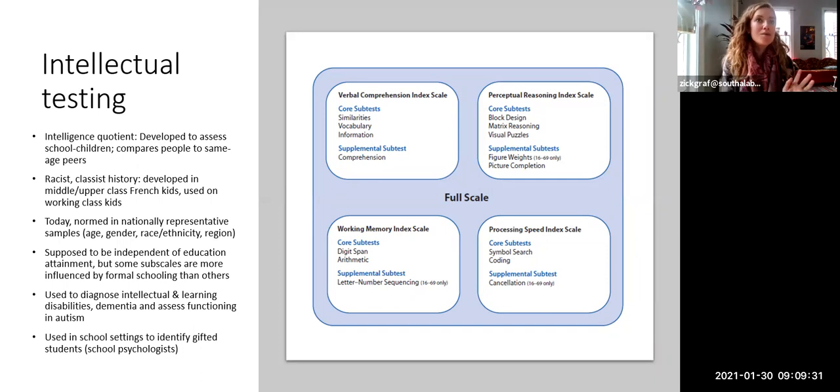Since then, there have been a lot more efforts to make the tests fair. So today, IQ tests are normed in samples that are designed to be very diverse and representative. And as a result, performance on IQ testing is supposed to be independent of how much education someone has been able to get. But some tests are better at picking up intellectual functioning independently of education than others.